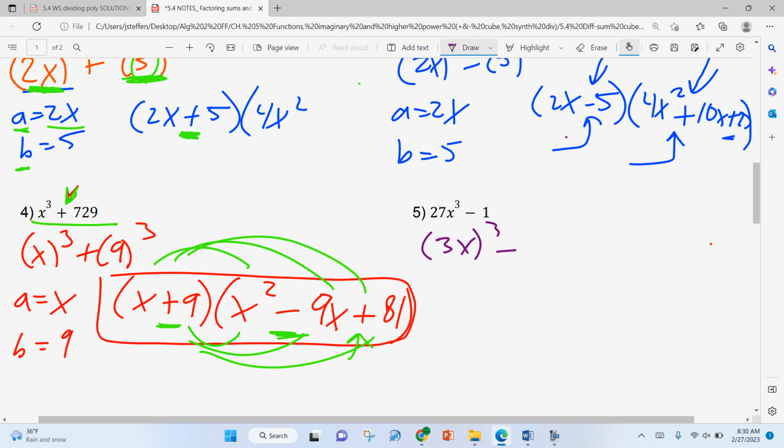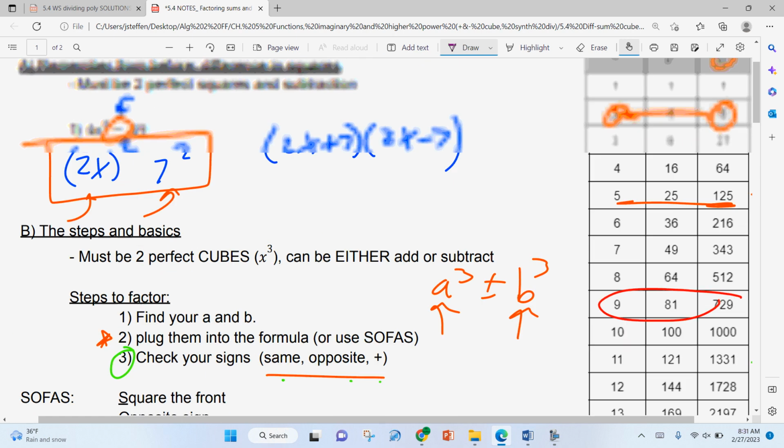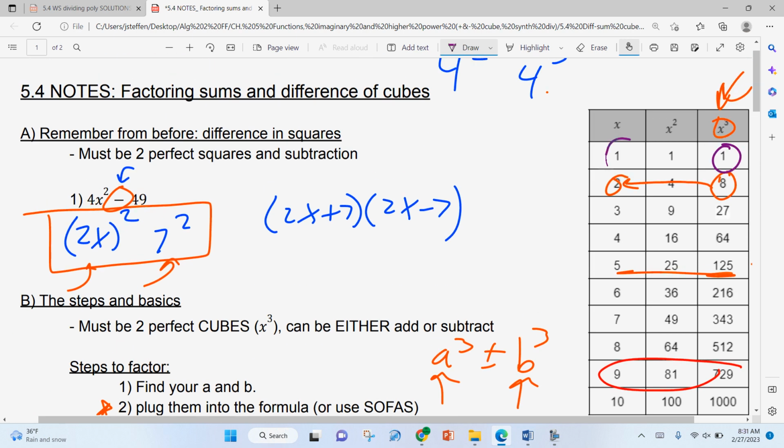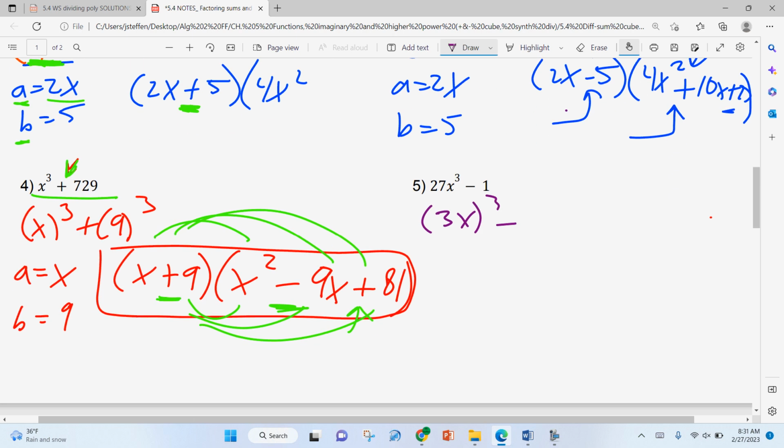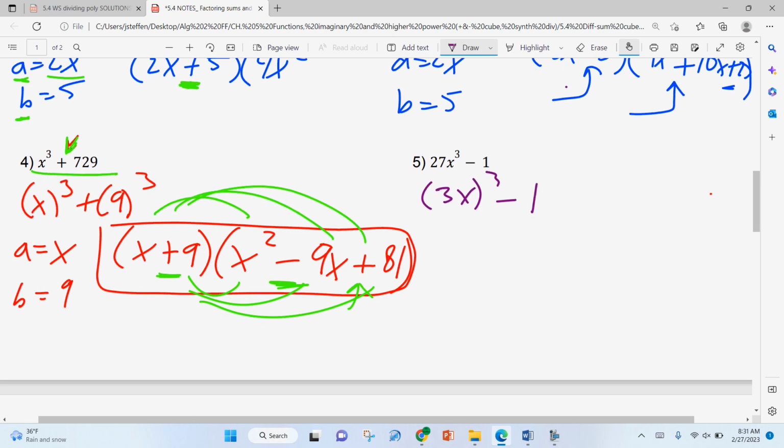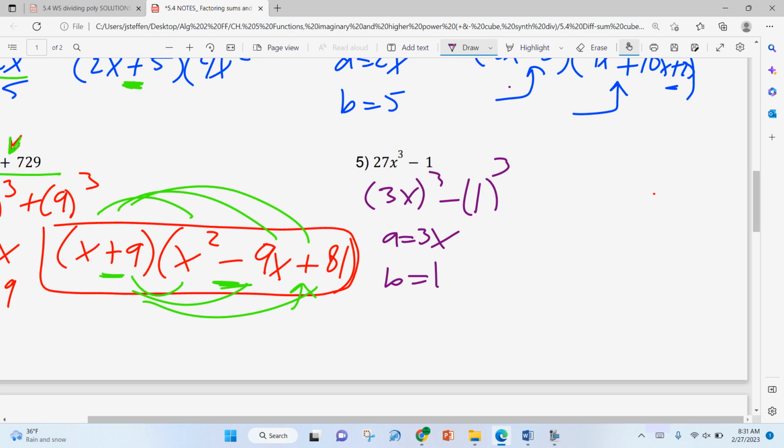A lot of people get hung up. A lot of people get 1 and they think, wait, nope, that's not a perfect cube, so I can't do it. If you look at your chart, 1 is on there. 1 is 1 to the third. So 1 is a perfect cube. So it's just 1 to the third, which means your A is 3x, your B is 1, and now you do the same thing you did before.